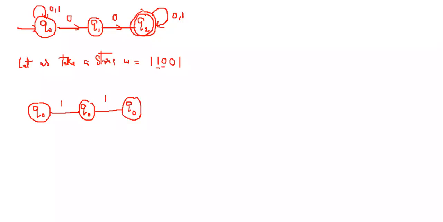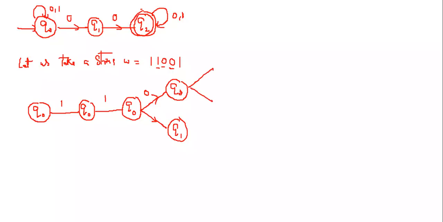After taking 0, where are you going? Either you can go to Q0 or you can go to Q1. That means here the path is dividing. Now what is the next symbol? 0. So what happens on Q0 and 0? Again you have two states.